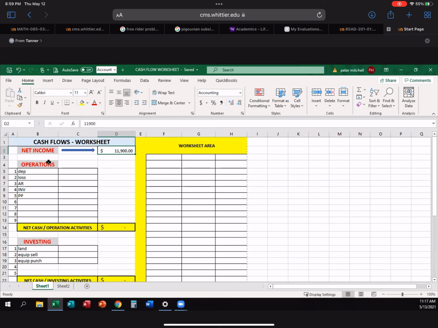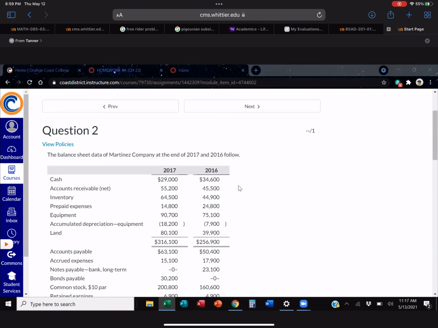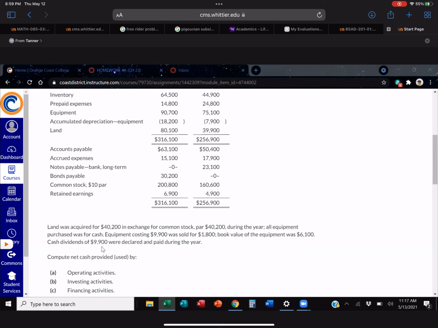All right. Now, again, we have to start looking for adjustments to cash, only cash flow for operations, investing, and finance. All right. So let's begin. Now, let's look at this stuff first. Land was acquired for $40,200 in exchange for common stock. Okay. Well, we don't care about that. Okay. All equipment purchased was for cash. Equipment costing $9,900 was sold for $1,800 with a book value of $6,100. Cash dividends. Well, let's do the dividends. Okay, let's do that first because we can do that. Simple.